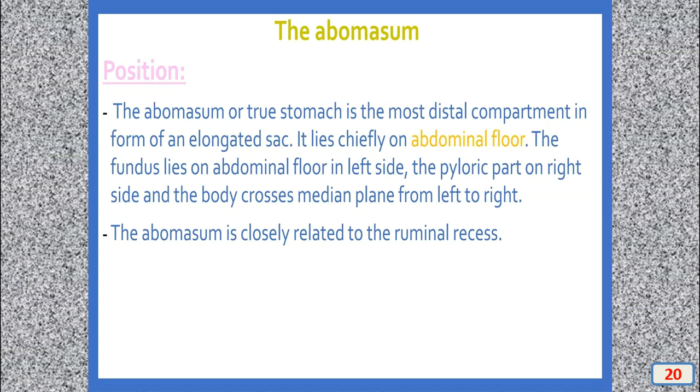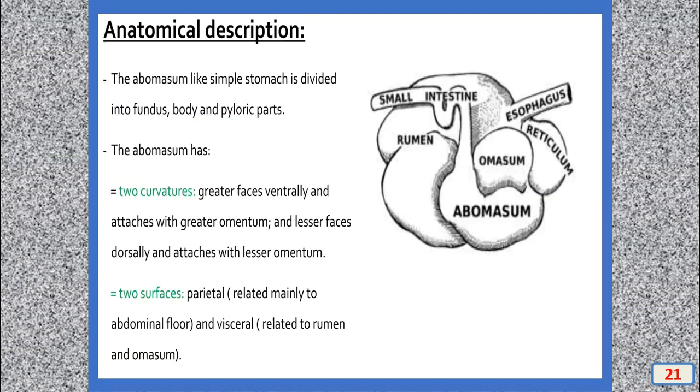So the abomasum or true stomach is the most distal compartment in the form of an elongated sac. It lies chiefly on the abdominal floor. The fundus lies on the abdominal floor on the left side. The pyloric part is on the right side and the body crosses the median plane from left to right. The abomasum is closely related to the rumen recess.